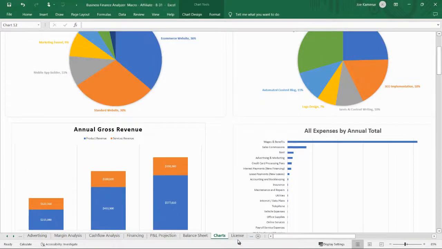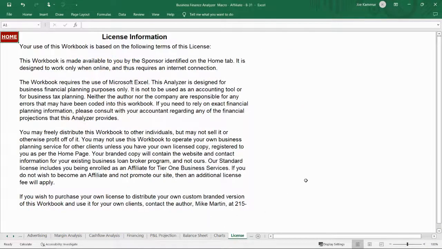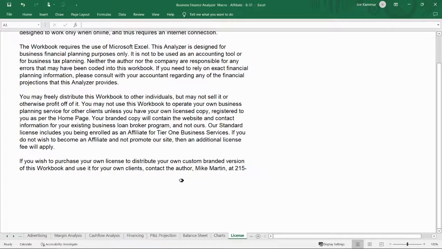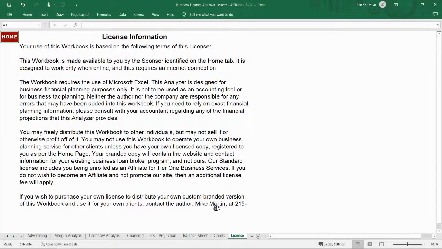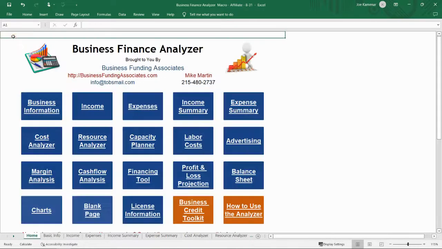And while we're looking at this, we'll skip. There's a license, and the license is basically you can distribute this to anybody. You can't sell it or otherwise profit off of it. If you would like your own copy with your own business information on it, you have the ability to. For some reason here, I've got to fix this because we're not seeing the rest of the phone number, but I'll fix that. And what else do we have in here?